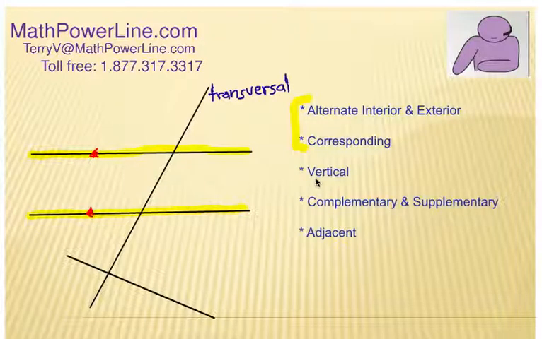Vertical angles, we've talked about that. Those are always congruent to each other. You should know where to find those in this diagram. And then we have complementary, supplementary, and adjacent angles. Alright, so we've split this self-quiz into two different videos, and there's 3 problems in each one. Let's take a look.